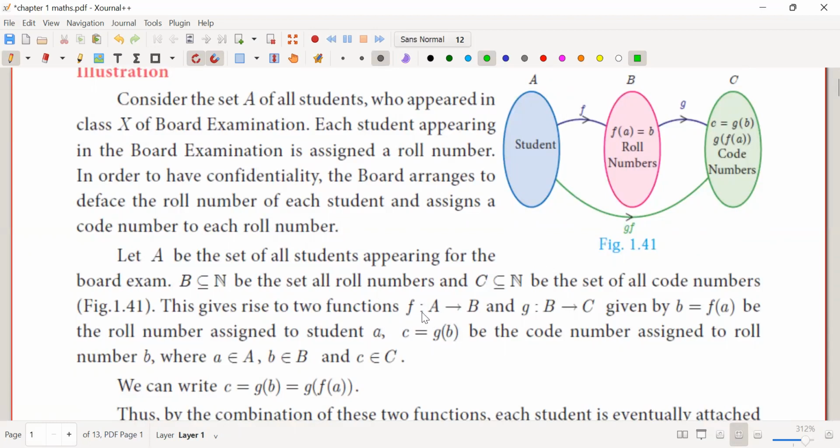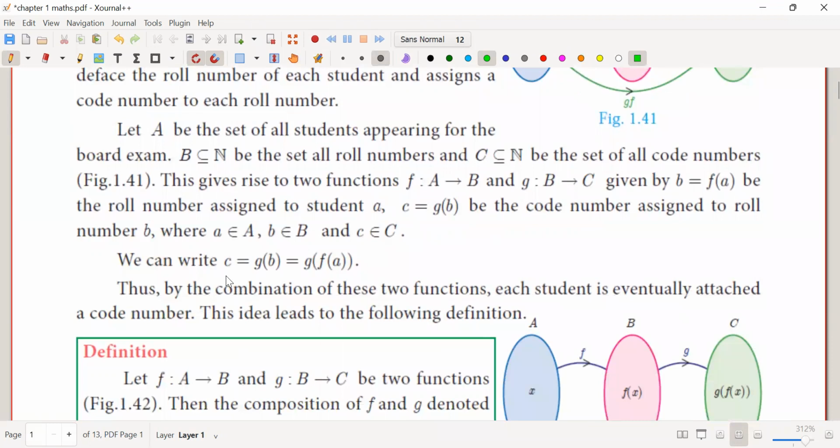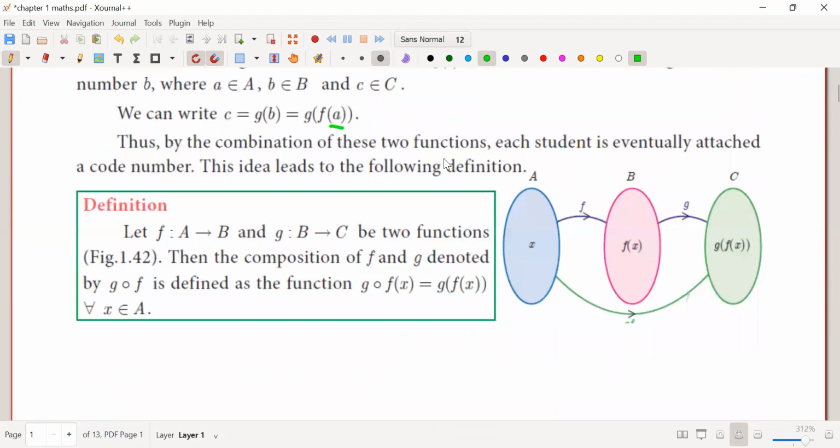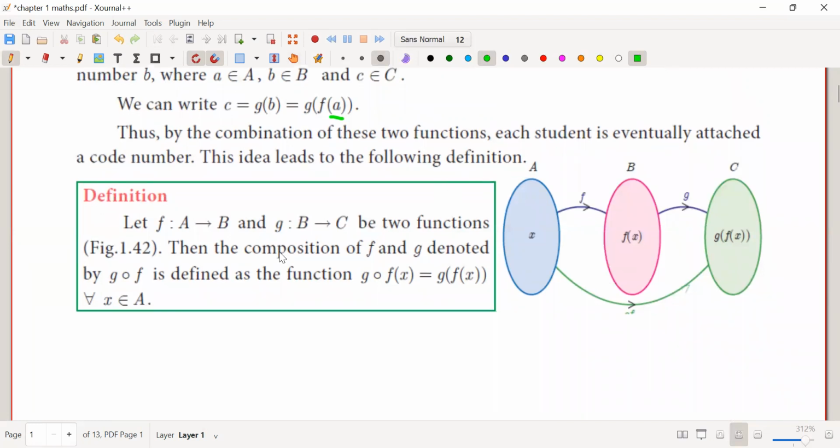This gives rise to two functions, F from A to B and G from B to C, given by B equal to F of A. First, we are applying B equal to F of A. Then we are applying G to this to get the result. So we can write C equal to G of B equal to G of F of A. That's why we write like this. Thus, by the combination of these two functions, each student is eventually attached a code number. This idea leads to the following definition.